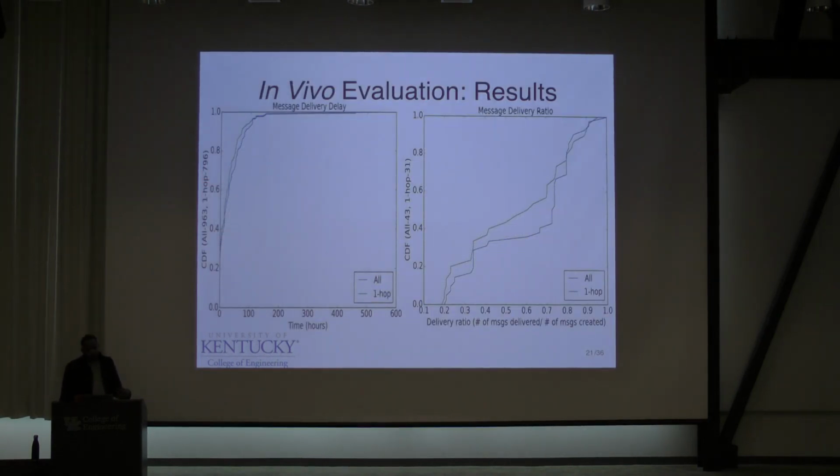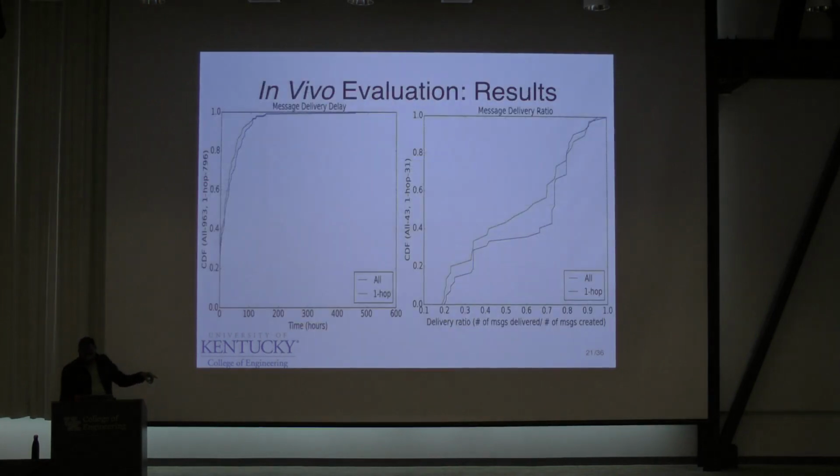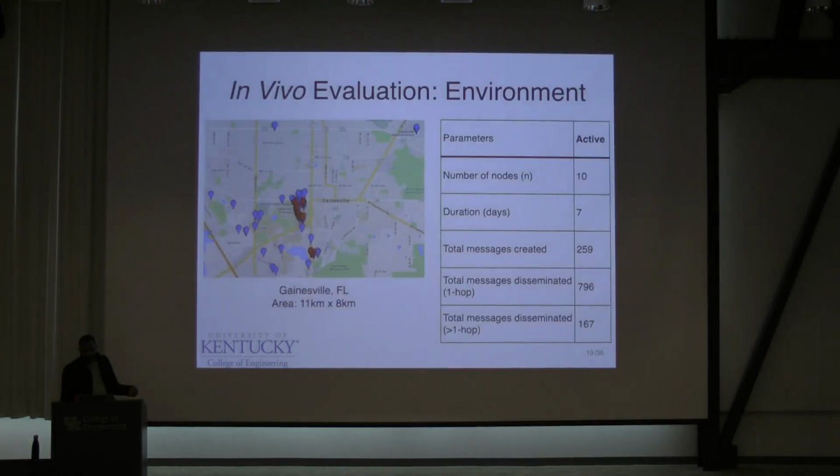Here we're looking at some of the delay and delivery results in this network. 259 individual messages were created, and 796 messages were propagated through one hop. Remember that multiple users are interested in more than one piece of information, so out of those 259 messages, they might have multiple delivery points because it's a publish-subscribe, Twitter-type system. 167 of the messages were propagated two or more hops, so you know that there was routing in these scenarios.